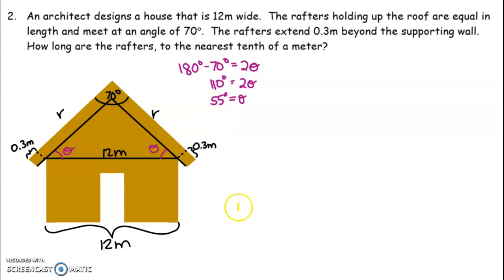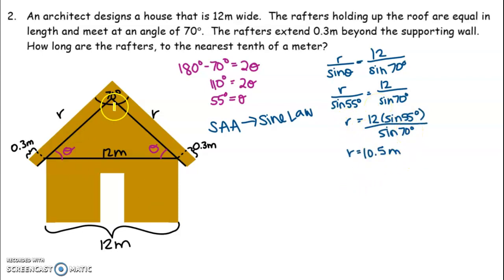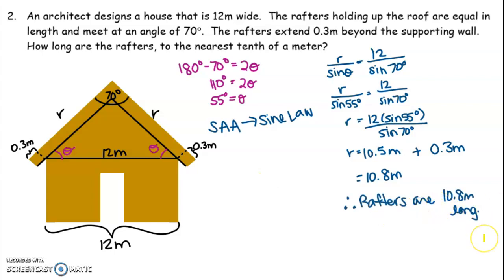Now I have two angles and one side, so side angle follows the sine law, and I'm going to write out my sine law equation here. So my R value divided by sine of theta is equal to 12 divided by sine 70 degrees. From here, I can plug in my theta and isolate for my R value to give me 10.5 meters. That's the length of the R value, but it's not the full length of the rafter because remember that rafter extends out 0.3 meters. So we're going to have to add 0.3 meters to it to give us 10.8 meters. So therefore, the rafters are 10.8 meters long.